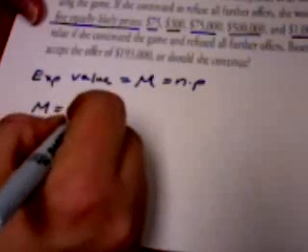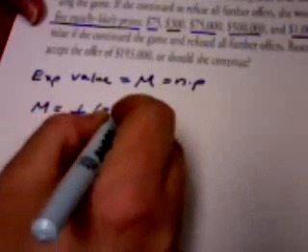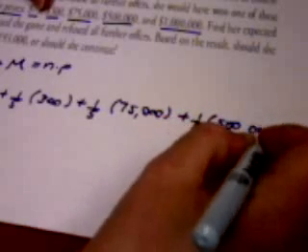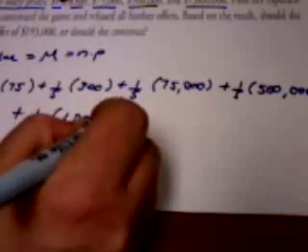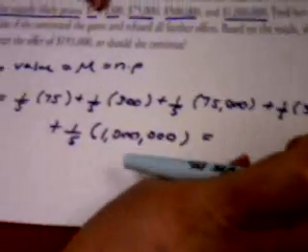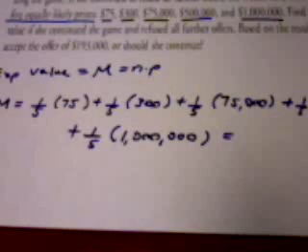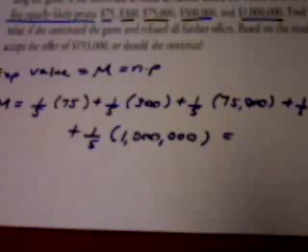Now since we've got several different categories here, basically what you're going to do is add them all up. You would do 1/5 times 75 plus 1/5 times 300 plus 1/5 times 75,000 plus 1/5 times 500,000 plus 1/5 times 1 million. You would get the same results if you added up all your prize values and then just multiplied by 1/5, because it's the distributive property.